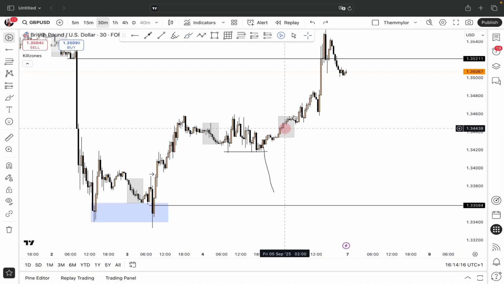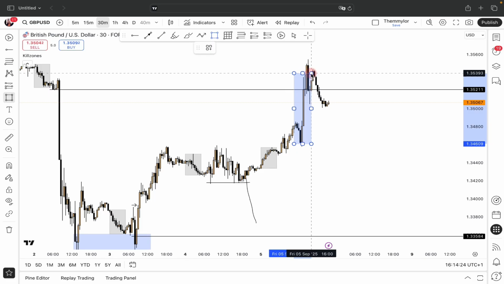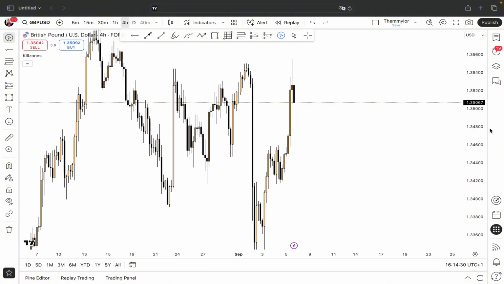And coming to Friday, this was Friday, we had NFP, and this was the results of NFP. This particular zone was hit. So now let's come to Friday. Let me show you what I had on my chart.